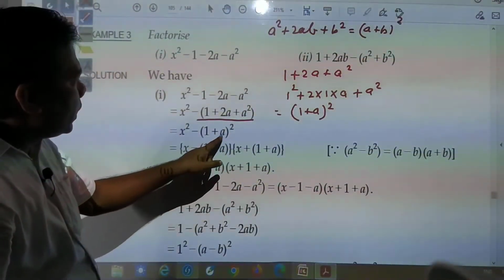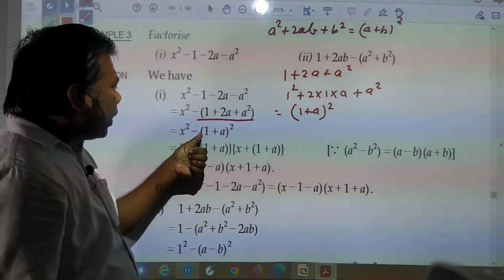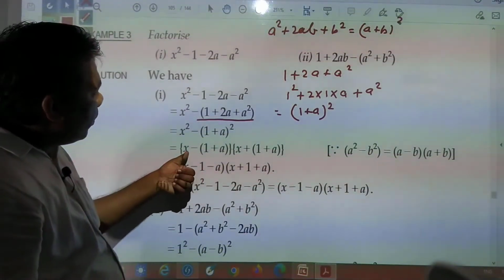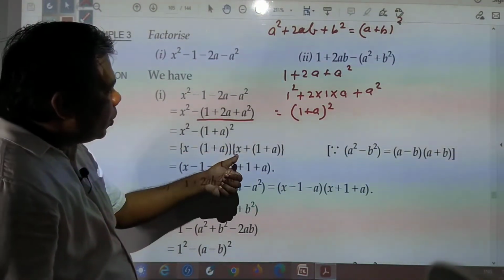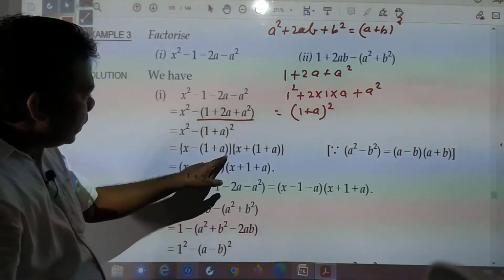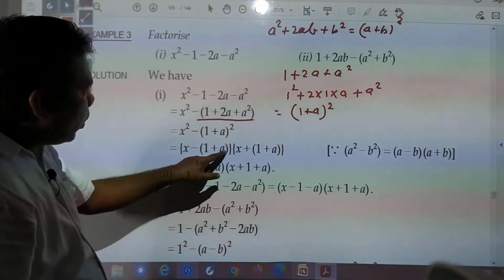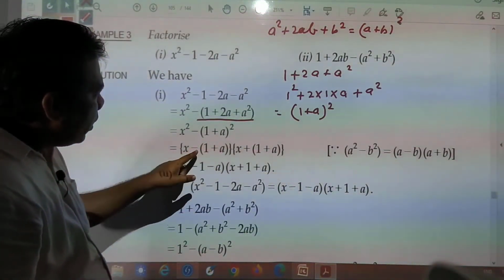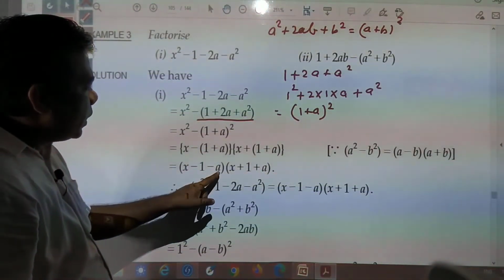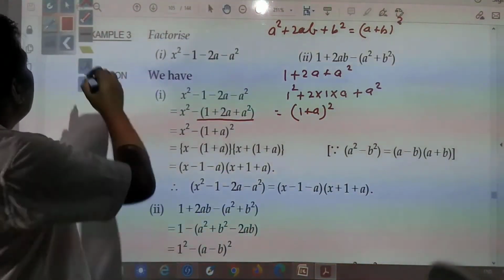Here you see 1 plus a whole square. Now this is in the form of a square minus b square. So a square minus b square is equal to a minus b into a plus b. Here minus sign you have, if this is in bracket. So if you are writing without bracket, this minus will go in, so minus 1 and this will be minus a. So x minus 1 minus a into x plus 1 plus a. In this way this will be written.